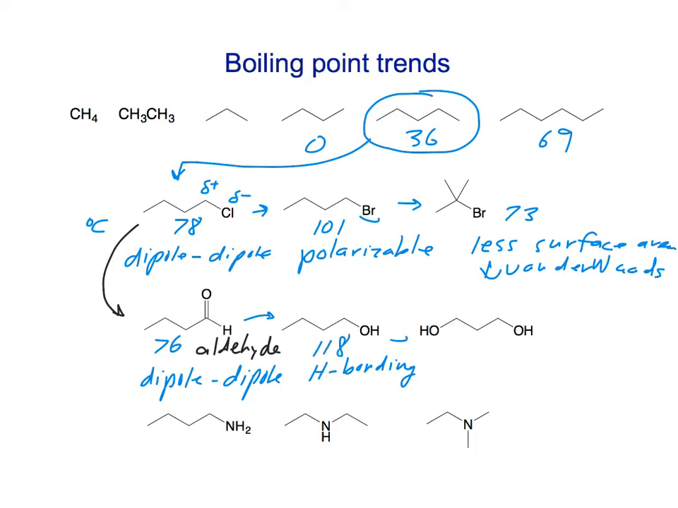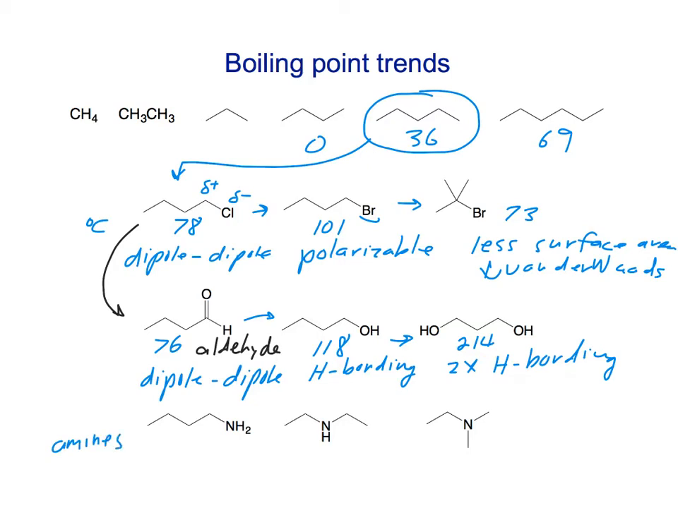And if we add another alcohol, we add double the amount of hydrogen bonding. And so we should expect the boiling point to go up even higher, and it does: 214 degrees Celsius. All right, let's look at a last functional group down here. Let's look at the amines.